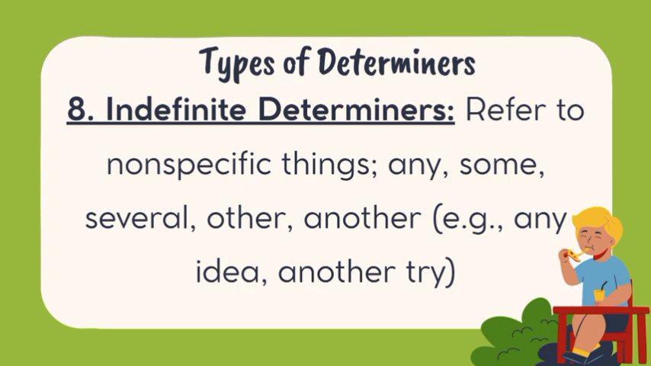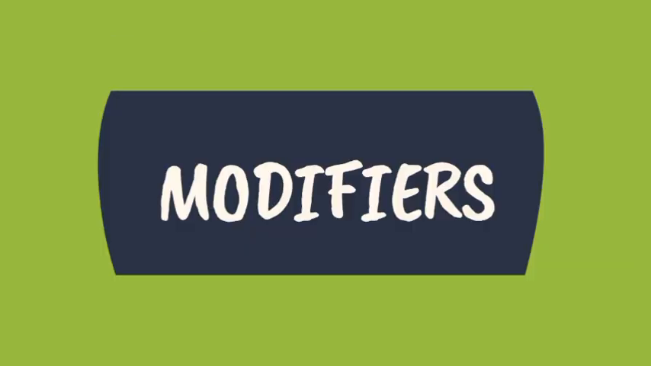So the types of determiners are: we have articles, we have demonstratives, we have possessives, we have quantifiers, we have numbers, we have distributives, and we have interrogative determiners, and lastly we have the indefinite determiners. Alright, so the second term that we are looking at is modifiers.